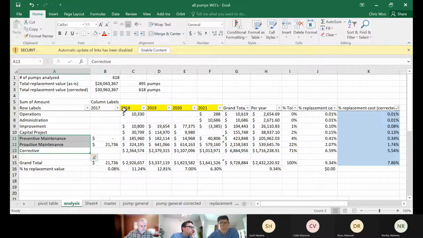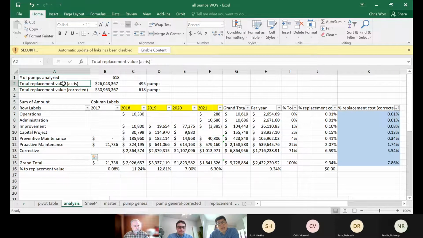This is one of the challenges: the bulk of our data is coming in 2017, because we didn't use the work order as much as we should, but that's what the analysis is based on. The total replacement value: 495 of them have the replacement value field completed in the EAM, which is our CMMS, and that's about $26 million. That means we have about 130 pumps that don't have any replacement costs available.